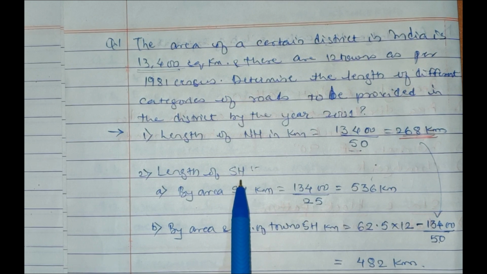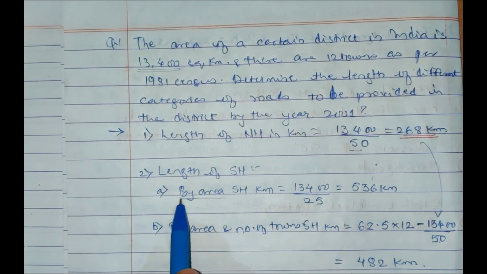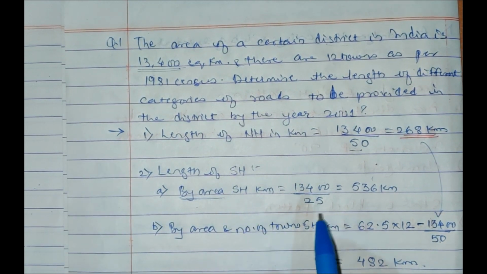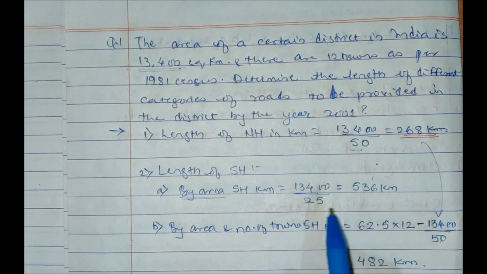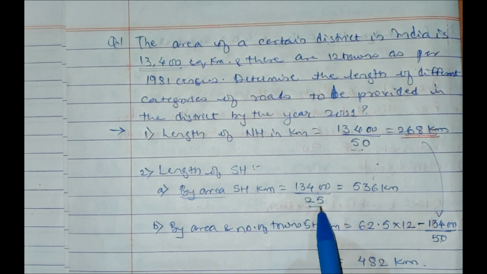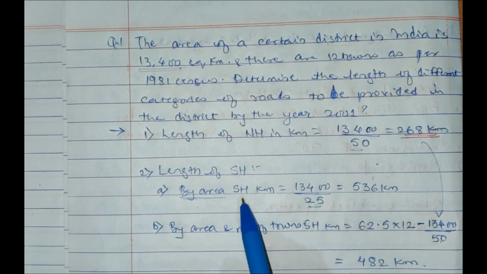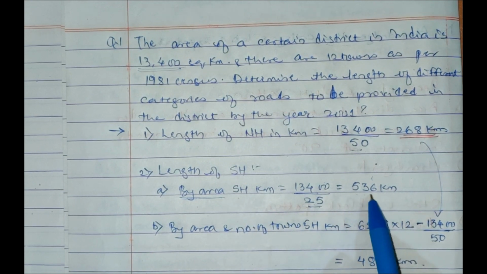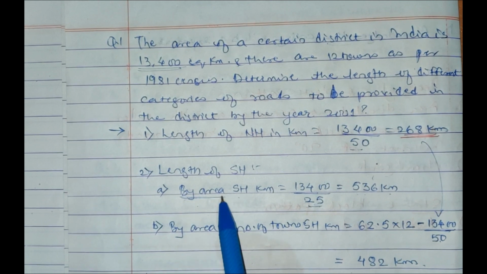Next, we will have to calculate the length of the state highway. In order to calculate the length of the state highway, first by the area method, we will have to divide the total area of the district by 25, as there should be the provision of at least 1 kilometer length of the state highway per 25 square kilometers of area as per the recommendations of the third road plan. So the total length of the state highway will be equal to 536 kilometers by the area method.